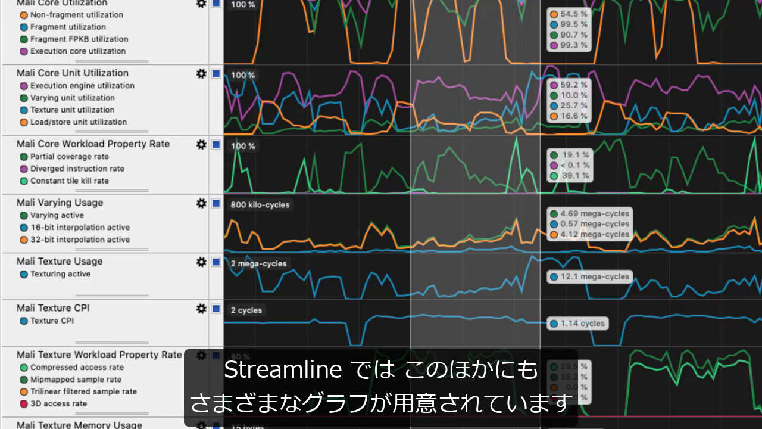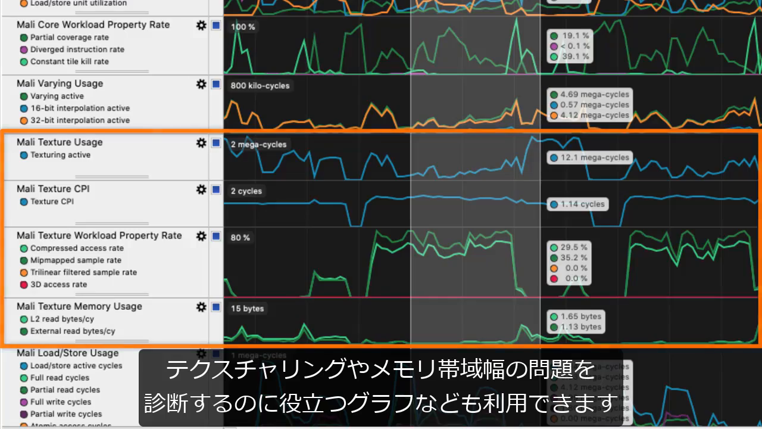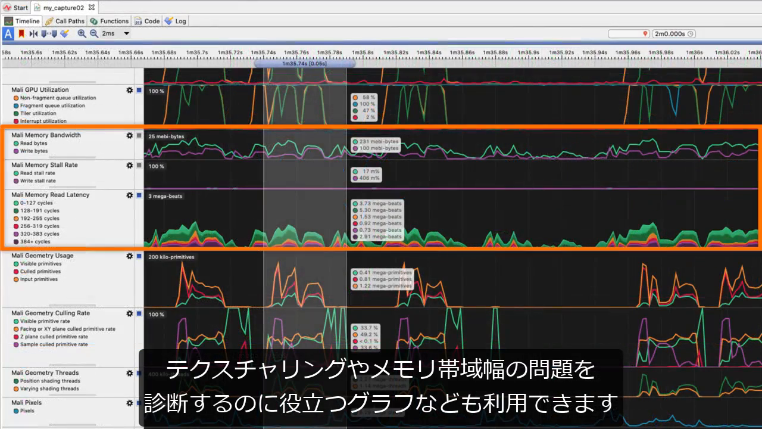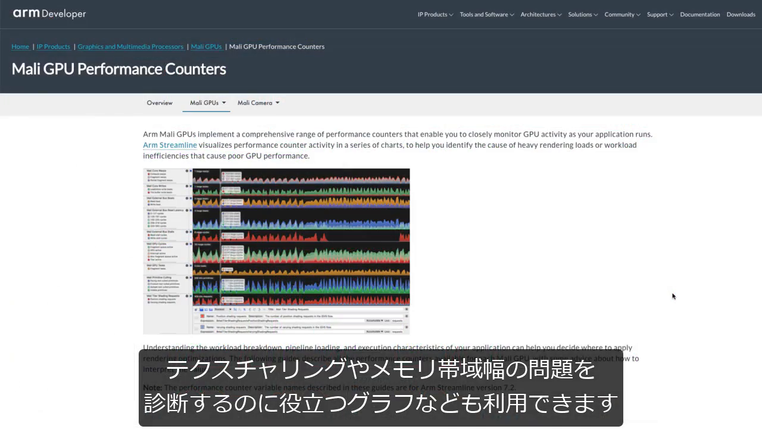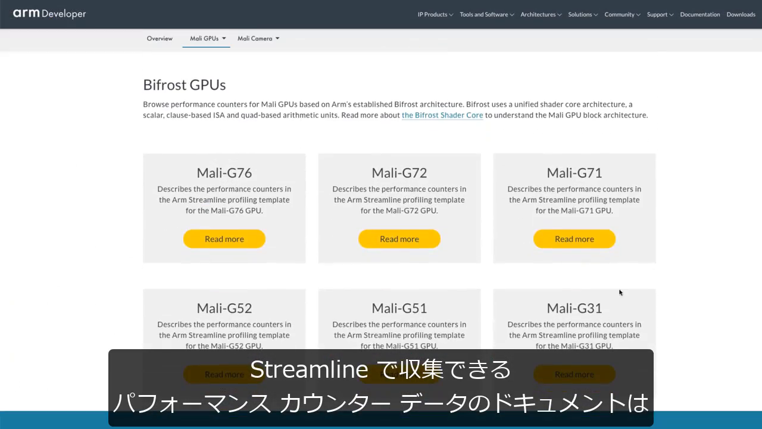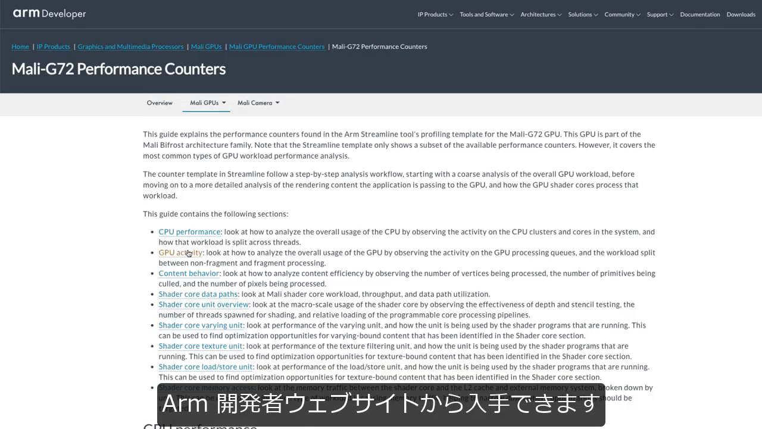We don't have time to show you all the charts available in Streamline, but there are many more to explore, such as those that help you diagnose texturing or memory bandwidth problems. You can find documentation for all the performance counter data that Streamline can collect on the ARM developer website.